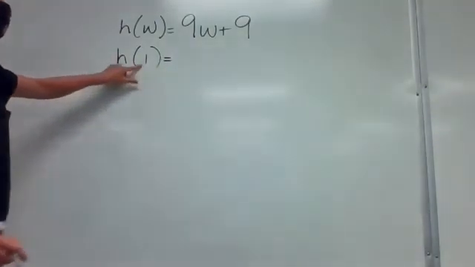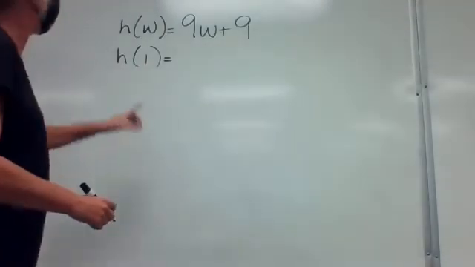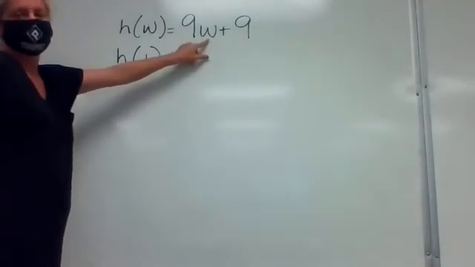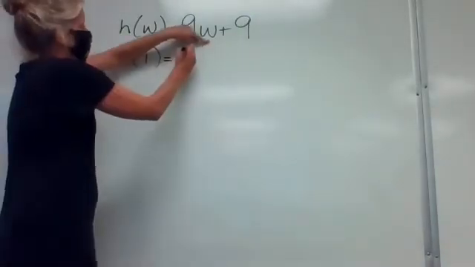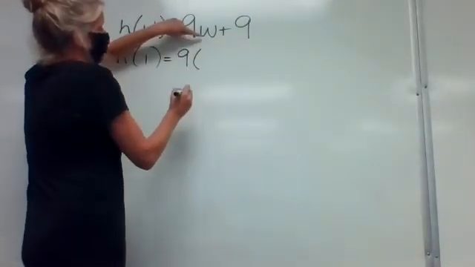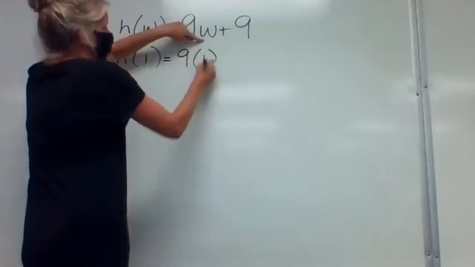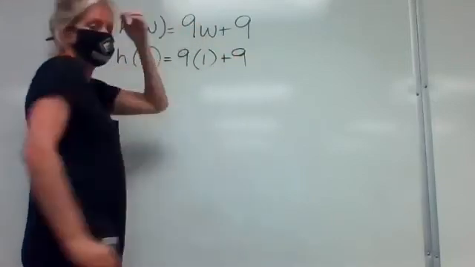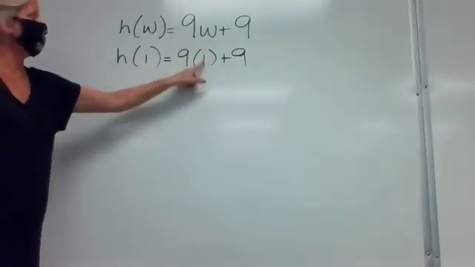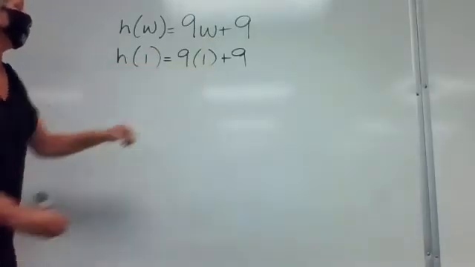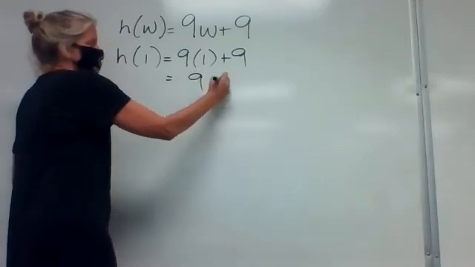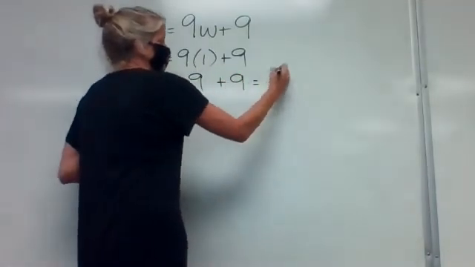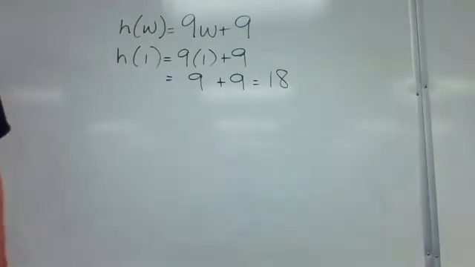So what did I do over and over? Where are you replacing? I'm putting this 1 in place of the w. So 9, since it's touching it, that means times 1 plus 9. So just replace the w with the 1 and then do the math. 9 times 1 is 9. Bring down my plus 9 to get 18.